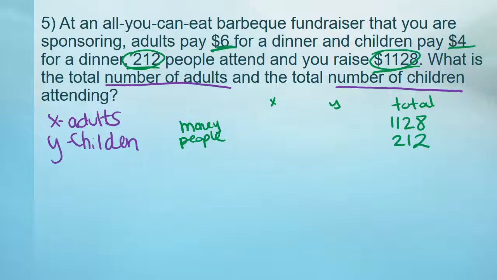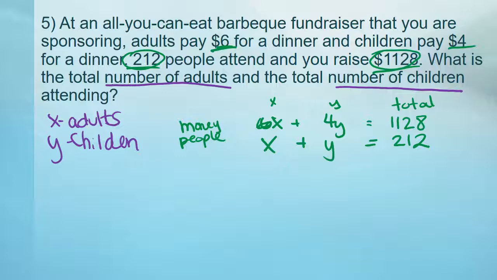Well, I also have $6 for an adult, so that means 6 times an adult plus $4 times a child. Notice all three of these numbers are money. $6 money, $4 money, $1,128 money. For our people equation, I don't know how many adults, I don't know how many children. That's what I'm trying to find. So in that case, that means it's just X and Y. When you have no other numbers, that's a good hint that we'll just have an X and a Y. So we have our two equations.